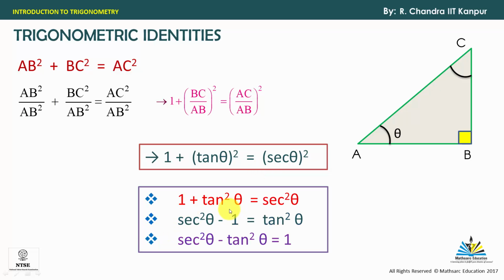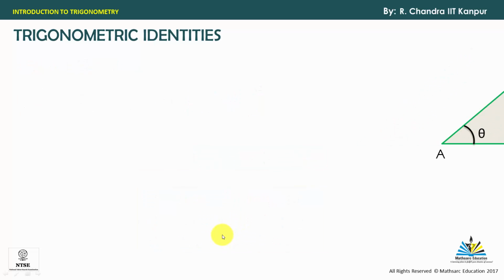1 plus tan square theta equal to sec square theta, and if you rearrange them, you will have two more formulas: sec square theta minus 1 equal to tan square theta, and sec square theta minus tan square theta equal to 1. You can apply any one of these three identities.